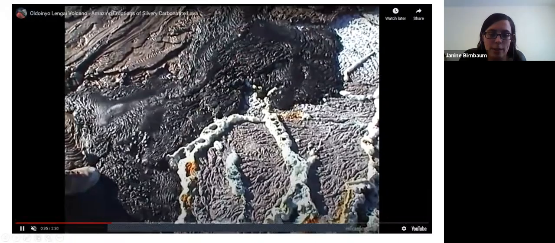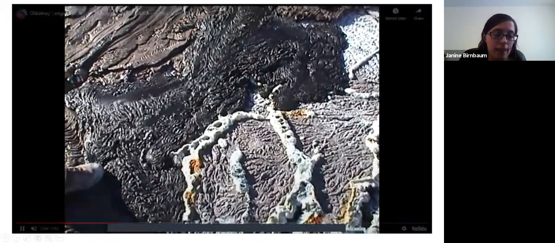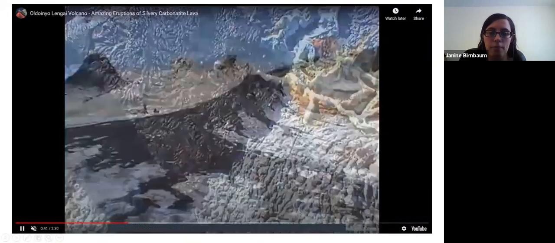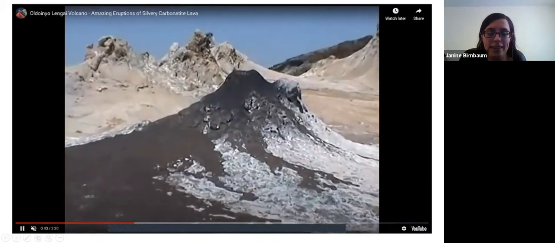And you can see somebody's boot here. This lava is not red because it's not nearly as hot as the lava we were looking at before. So you can go right up close to it.